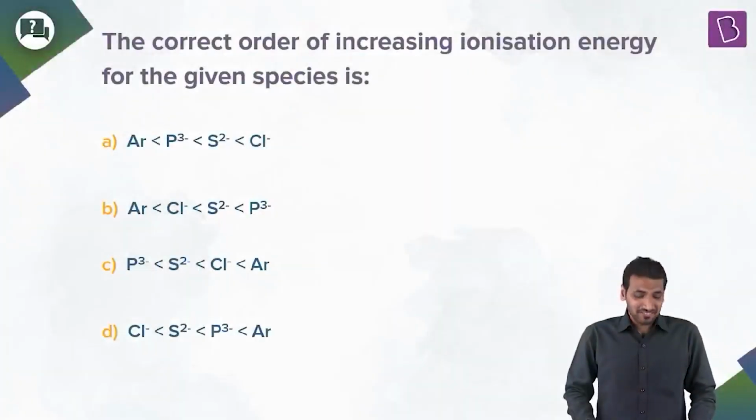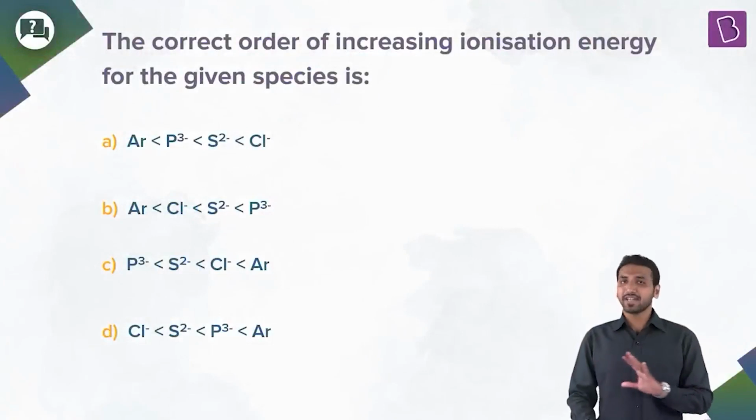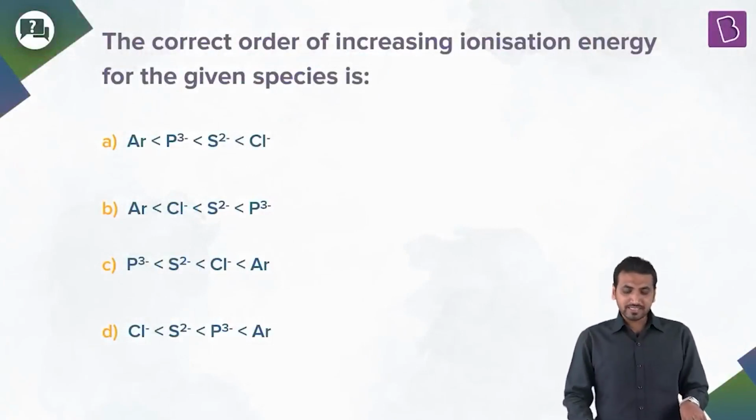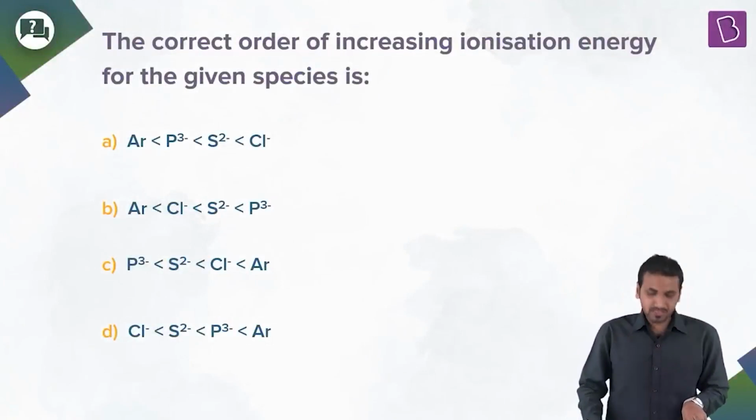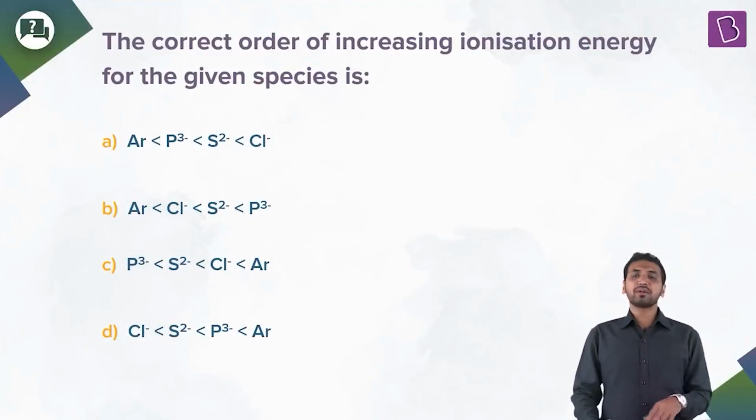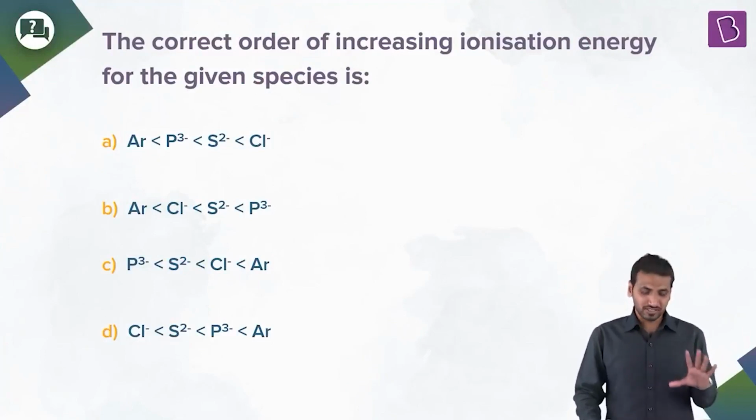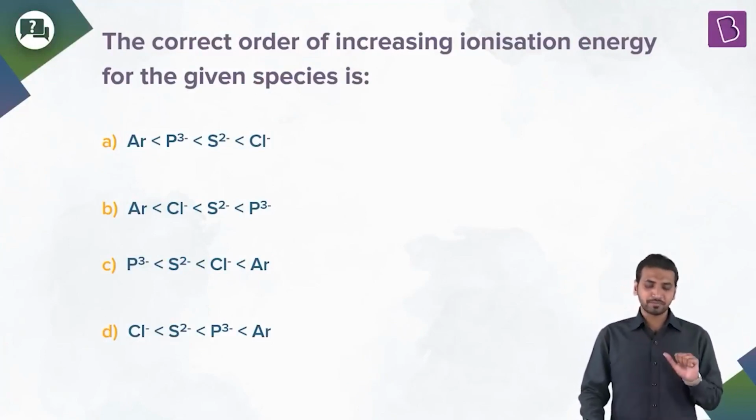So here we have a question on trends of ionization energy. Let's read the statement first. The correct order of increasing ionization energy for the given species is... So you have four species: argon, P3 minus, S2 minus and Cl minus. These are the four species that you need to compare.